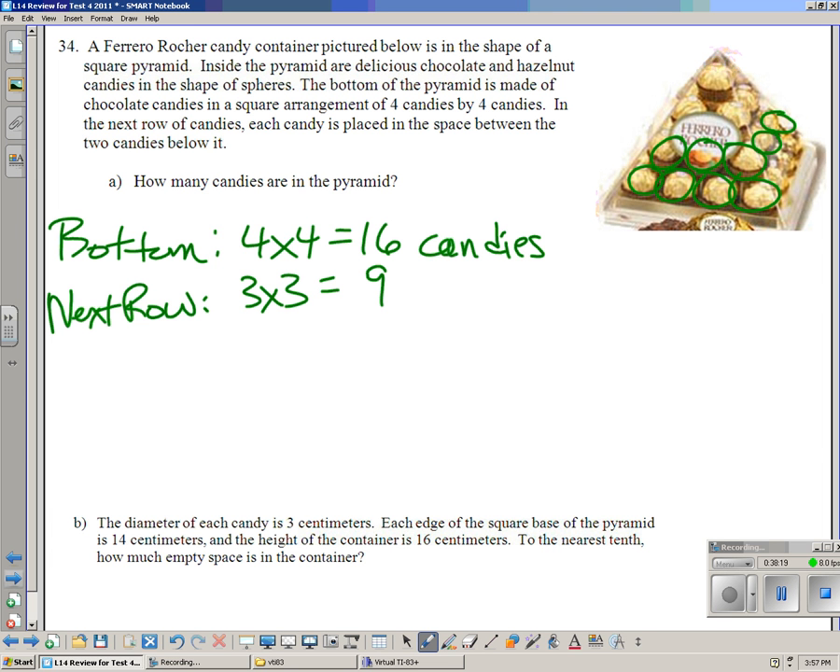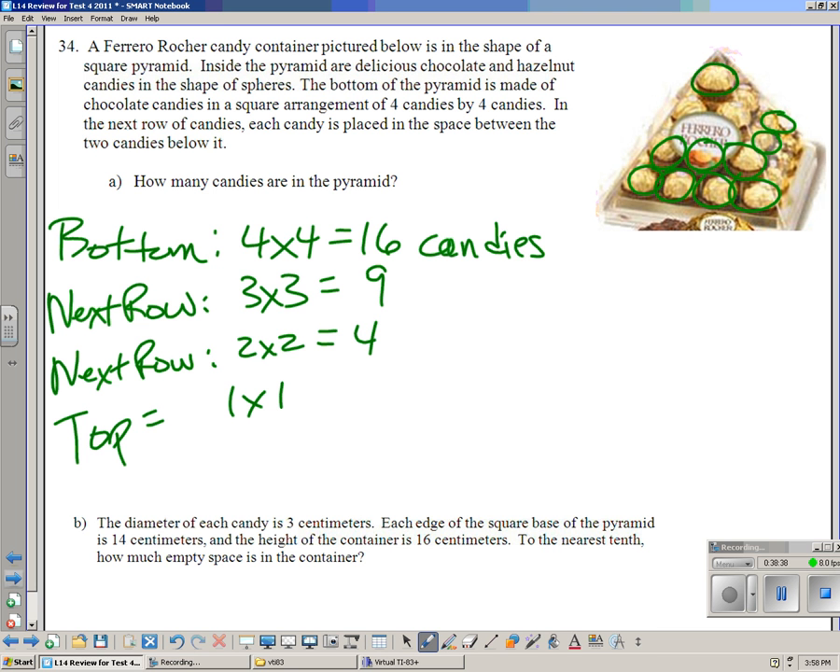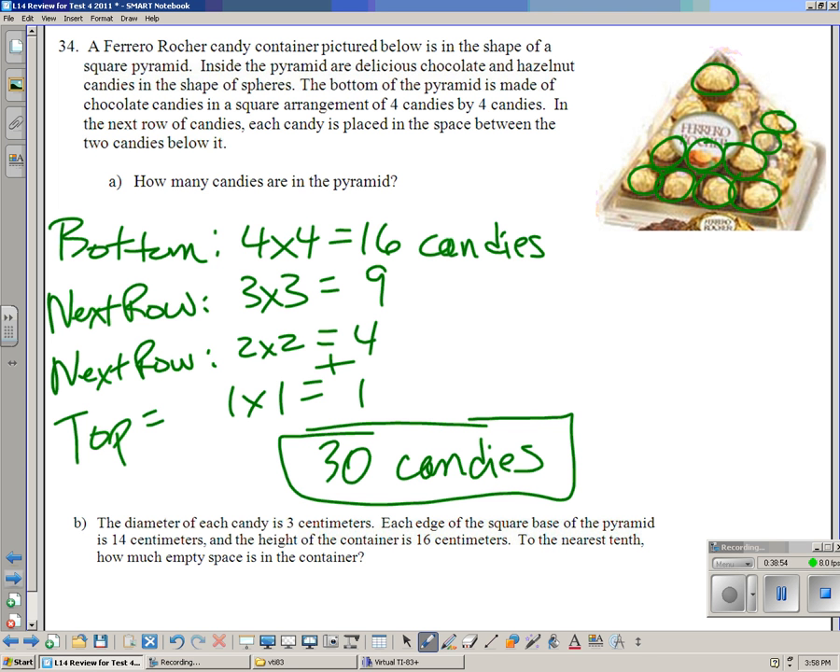Then the row above that, if you follow the pattern, we did 4 times 4, then 3 times 3. So the next row would be 2 times 2, which is 4 candies. And then finally, you get 1 times 1, or just 1 candy at the top. Technically that would be 1 times 1, which would be 1, which we see we only have 1 candy at the top. So altogether, 16 plus 9 is 25, plus 4 is 29, plus 1 is 30 candies total. So we get 30 candies in the pyramid.